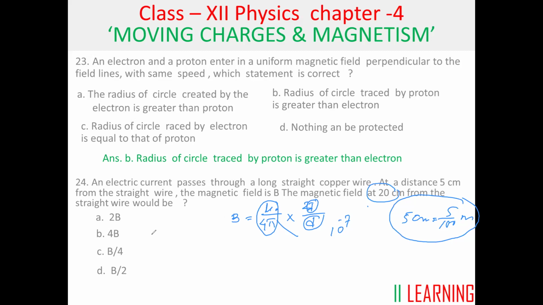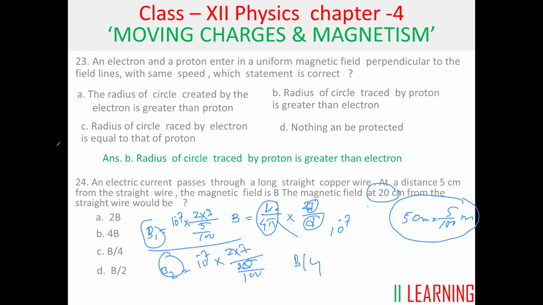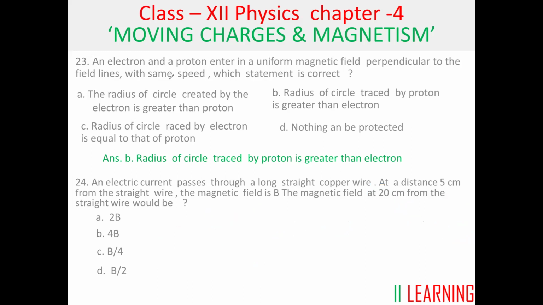Okay, see, B1 for 5 centimeter will be 10 to the power minus 7 into 2 into current, which is I, I suppose, and d is 5 by 100. And for 20 centimeter, B2 is 10 to the power minus 7 into 2 into current, which is the same, and d is 20 by 100. If you divide these two, you would get B2 equals B by 4. So no more details. This is the answer. Let us see the answer. Okay, hope it is very easy. So this is the answer.